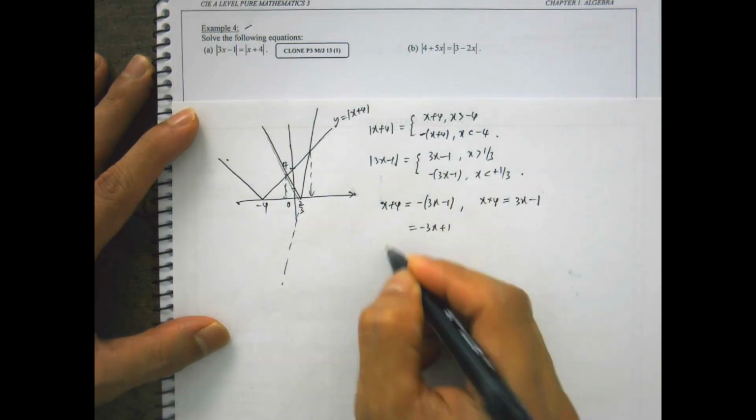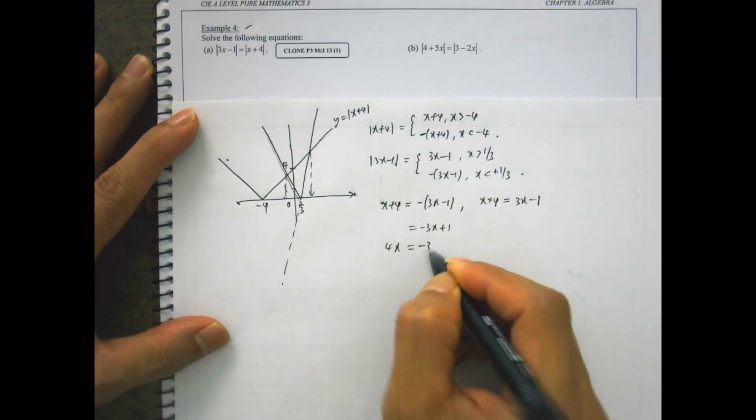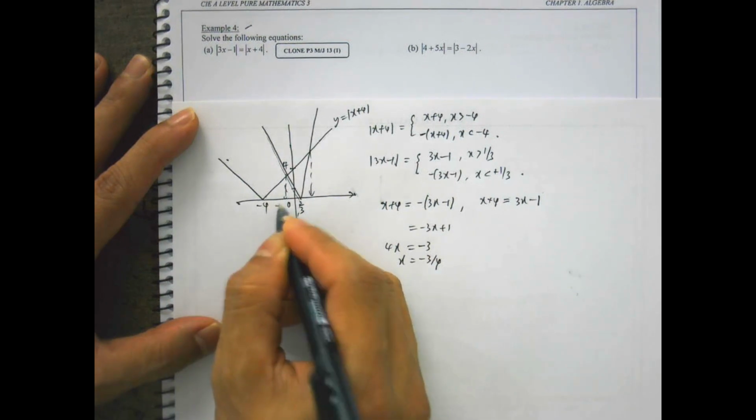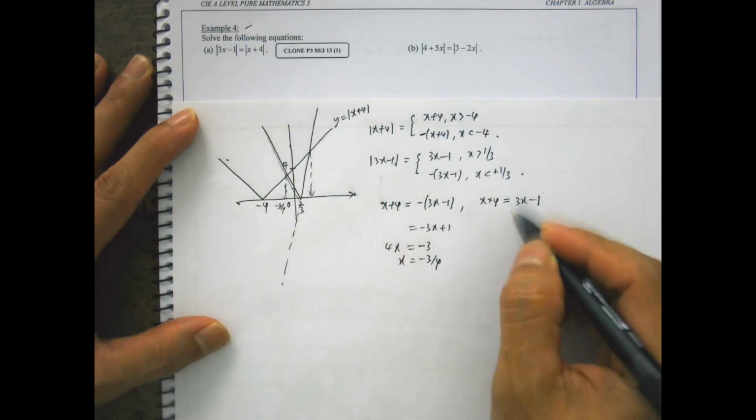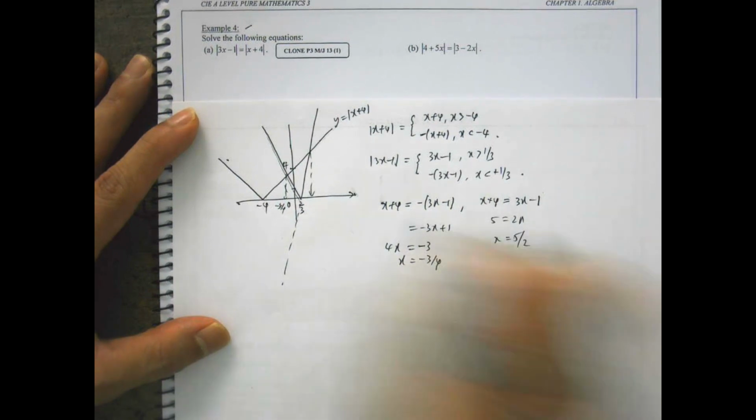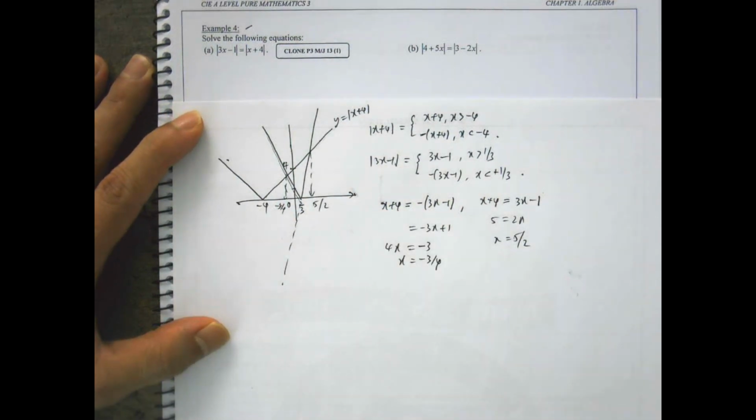Multiply inside, bring over, this will be 4x equals negative 3. X is negative 3/4. Makes sense or not? This is negative 3/4, right? It's on the left hand side. Whereas for the second one, bring over, this will be 5. This is 2x, x is 5/2. 5/2 is over here. Yeah, we can see that.